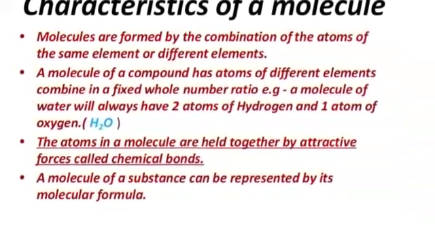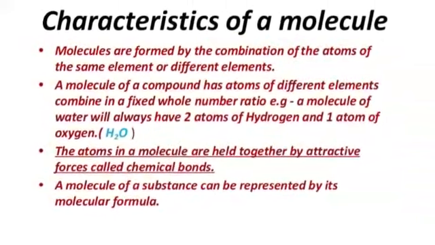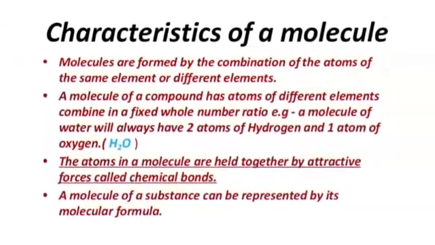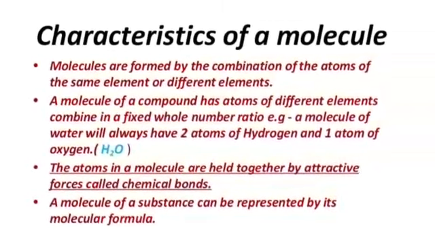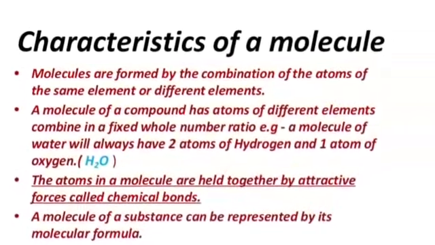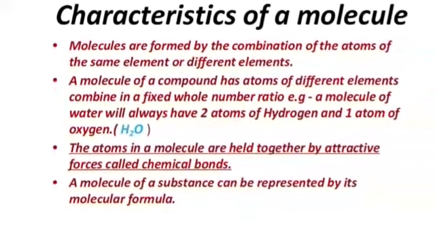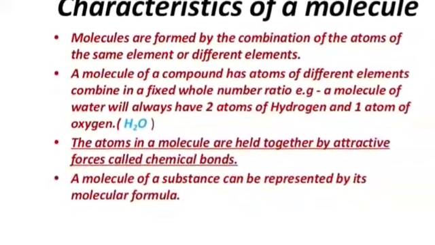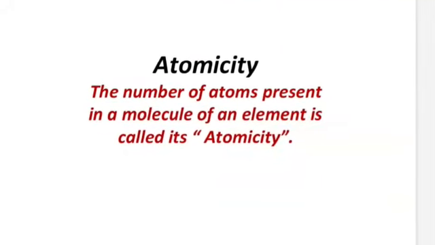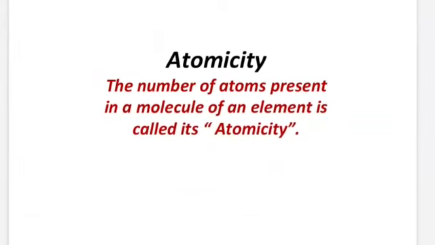For example, a molecule of water will always have 2 atoms of hydrogen and 1 atom of oxygen. The atoms in a molecule are held together by attractive forces called chemical bonds. A molecule of a substance can be represented by its molecular formula, therefore H2O for water. Next, a new term we introduce over here is atomicity. Atomicity is the number of atoms present in a molecule of an element.